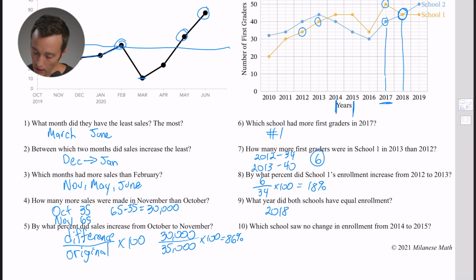Well, it looks like right here, this yellow line just stays flat, right? So their enrollment stayed the same. And which school is the yellow line? Well, that again is school number 1.